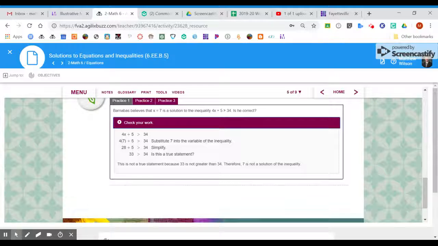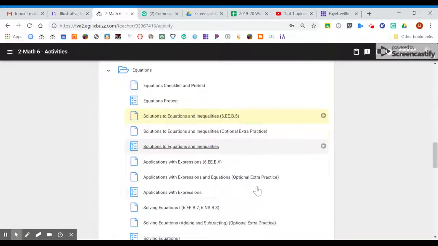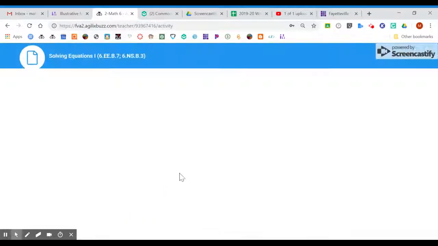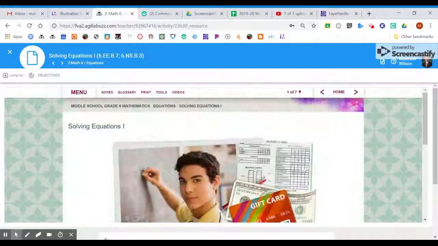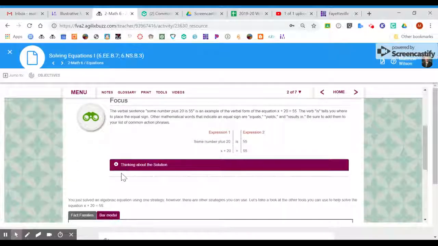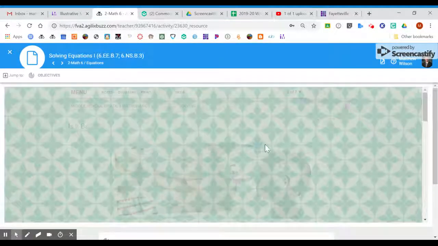And so I want you to be able to tell me, well, what is a solution to an equation? What is a solution to an inequality? What does that look like on a number line? Those are topics that I want you to be very familiar with when you're talking about equations and inequalities. I also want you to be mindful of your solving equations, part one and part two. I want you to be able to tell me, well, what is an inverse operation?